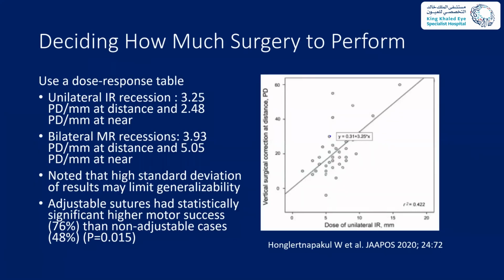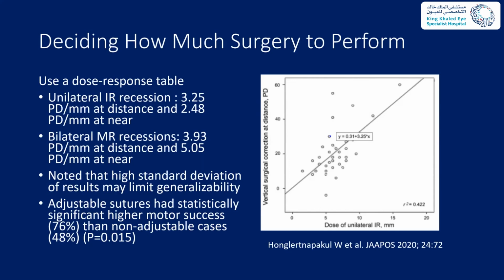Well, I mentioned earlier that the standard strabismus dosing tables are typically not reliable in thyroid eye disease since the muscles are abnormal. People have looked at dose response tables, and they can be developed in individuals with thyroid eye disease, but the results can be very different from patient to patient. And here you see in the table on the right that whereas an average inferior rectus recession gets you 3 prism diopters or so per millimeter at distance and 2.5 at near, the results can vary quite a bit from patient to patient.